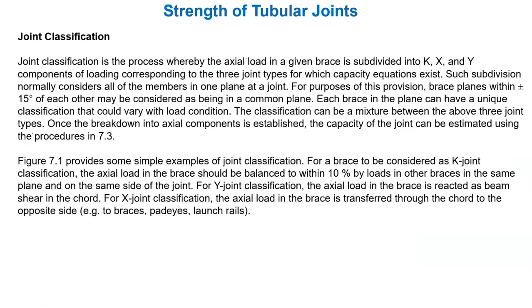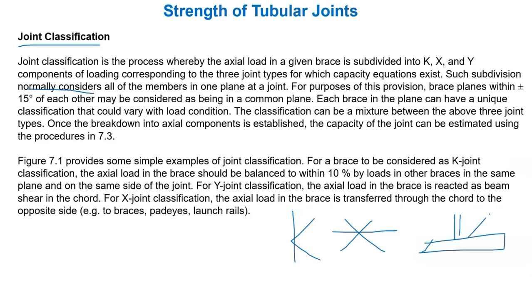Next one, joint classification. This is what I was telling you some time ago: if we have the brace like this, it is a K joint or X joint or T joint, or some combination, Y joint and T joint.